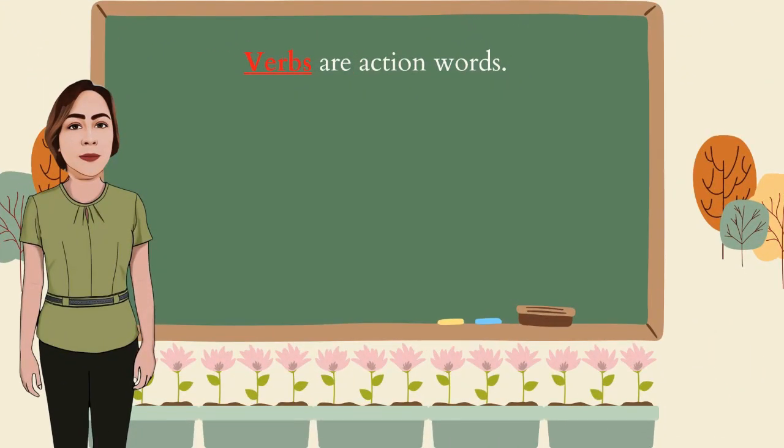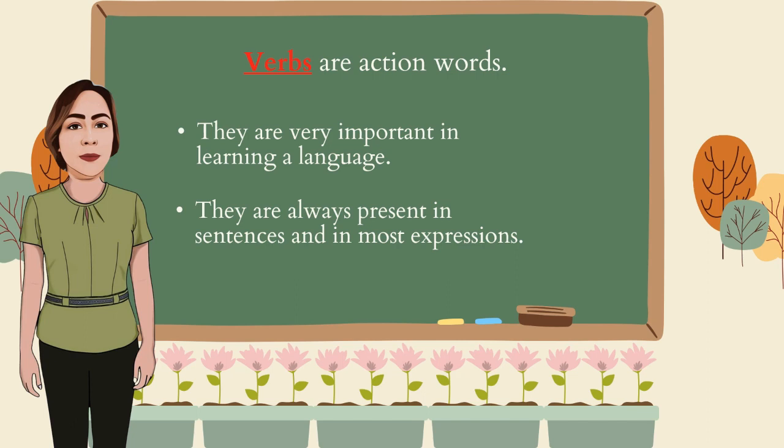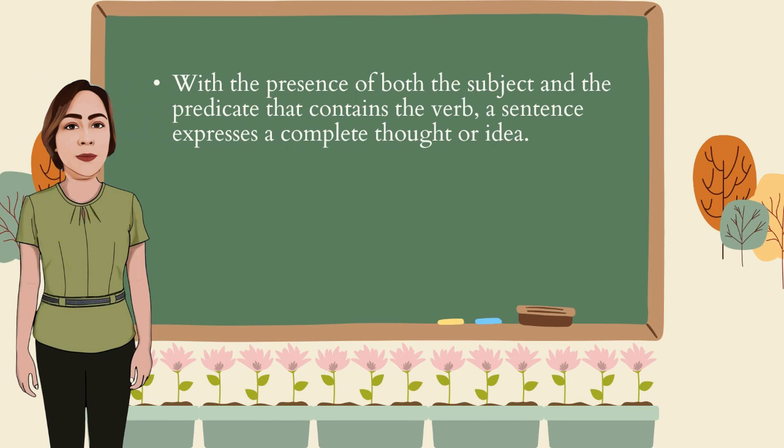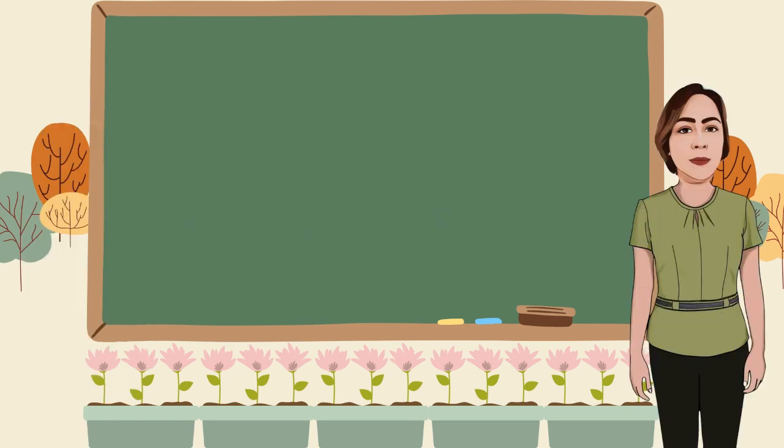Verbs are action words. They are very important in learning a language. They're always present in sentences and in most expressions. With the presence of both the subject and the predicate that contains a verb, a sentence expresses a complete thought or idea. As a vital feature of the English language, using appropriate verbs is necessary in composing clear and coherent sentences.